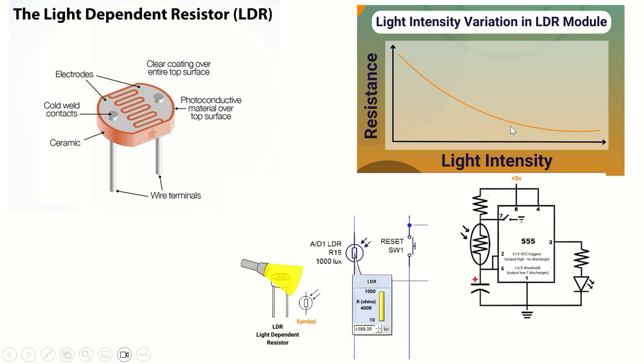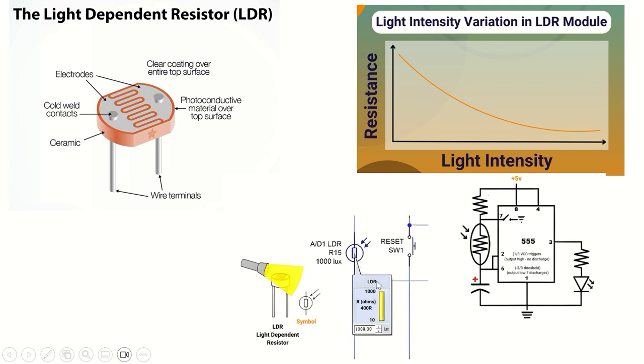Initially it may be mega ohms. As the intensity of the light keeps on increasing, it will come down to kilo ohms and ohms. So resistance will decrease if the intensity increases. So how do we use this in the circuit? Let's say, for example, like I was telling, there is a circuit. One side it is connected to 5 volts, the other side, let's say, connected to ground.